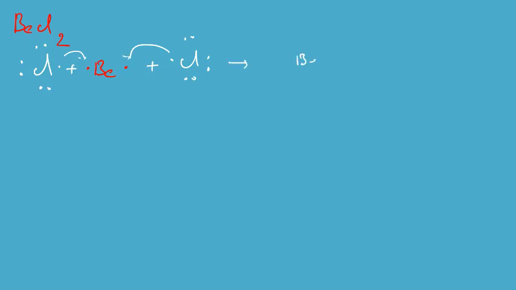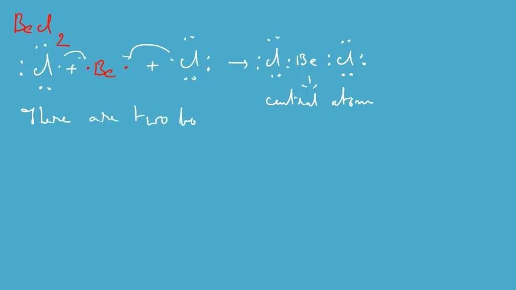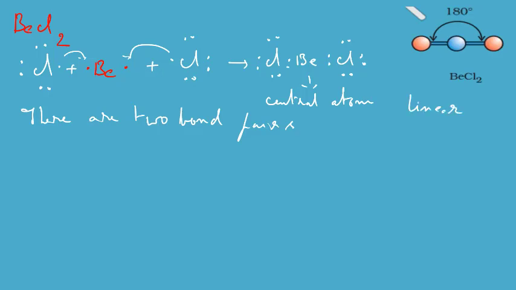Then we get Cl, beryllium, and on this side also Cl. So beryllium is the central atom. Around the central atom there are 2 bond pairs. These 2 bond pairs lie along a straight line. Therefore, the shape of the beryllium chloride molecule is linear and the bond angle is 180 degrees.